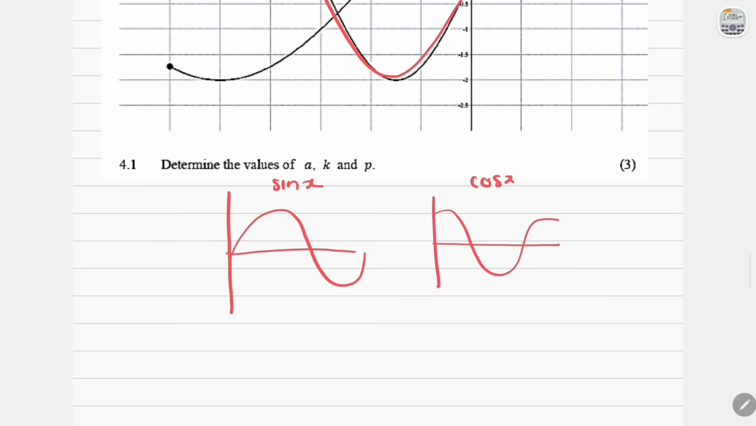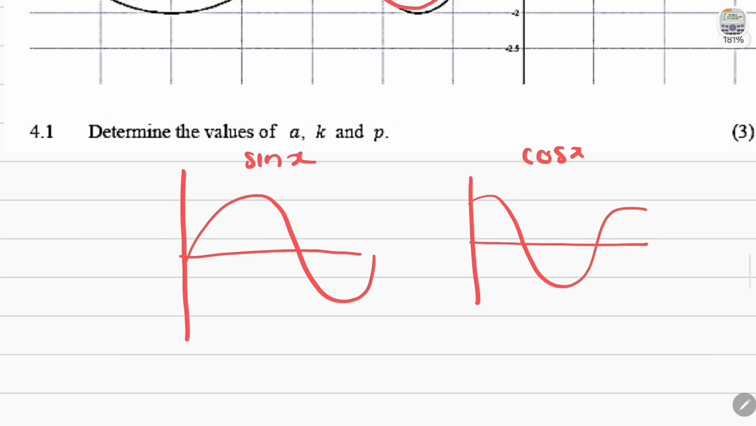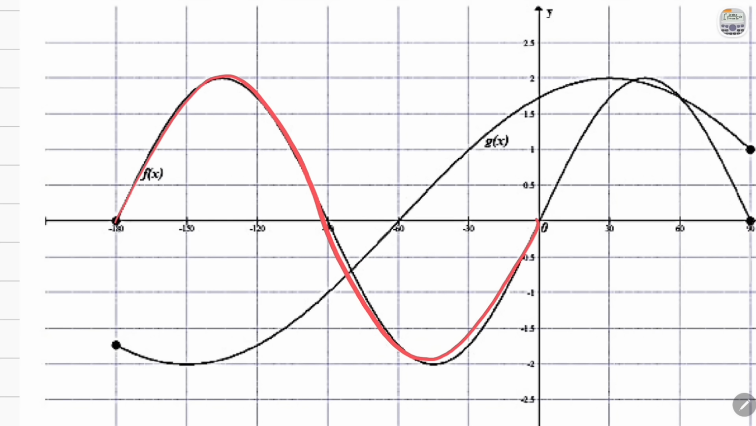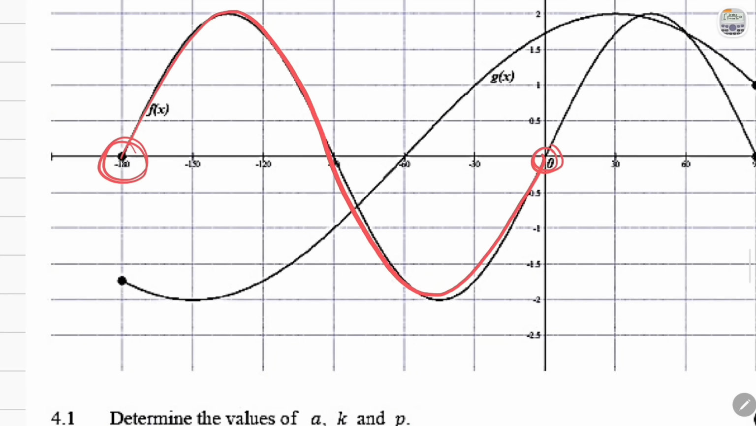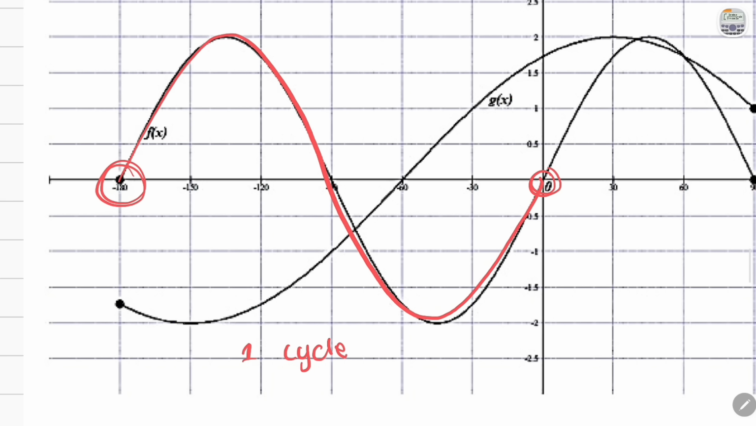But the only thing about this is the sine graph usually does this within 360 degrees. So from 0 degrees all the way to 360 degrees, it creates this pattern. This one is doing this from negative 180 degrees to 0 degrees. How long is that? From negative 180 degrees to 0 degrees, that is a total of 180 degrees, meaning one cycle is completed in 180 degrees.